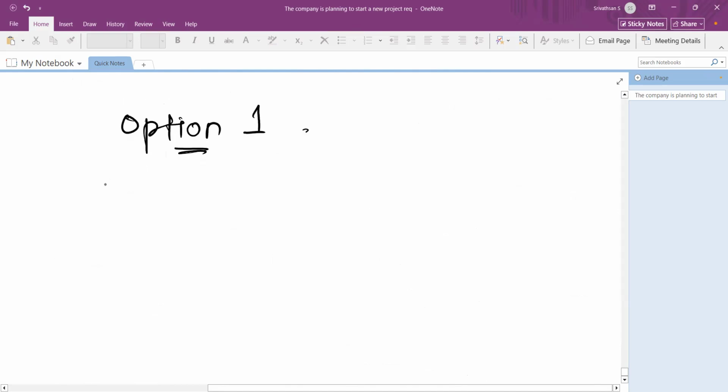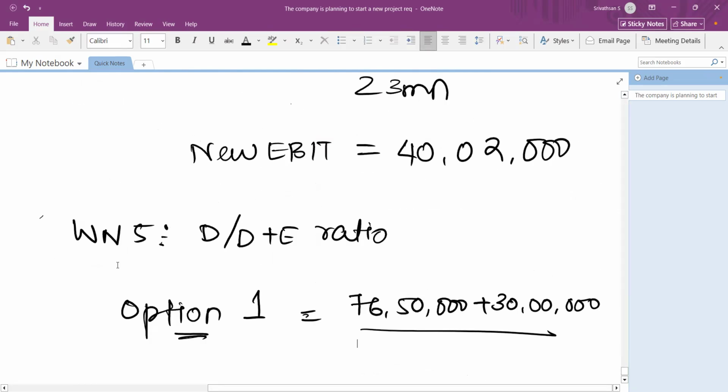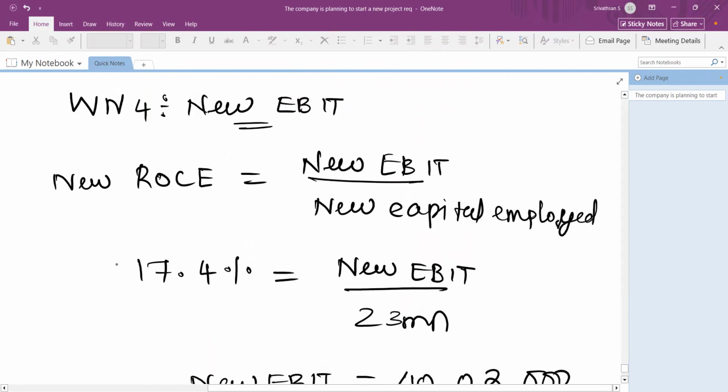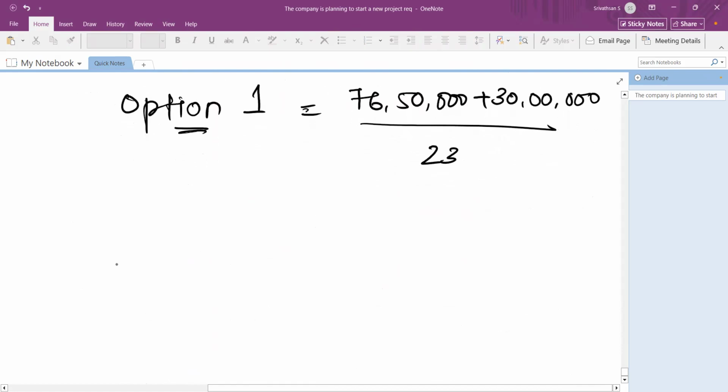Under option 1, the amount of debt will be 76 lakh 50,000, plus we are going to raise capital of another 3 million or 30 lakhs, right? This is the total amount of debt divided by debt plus equity. Since the denominator is debt plus equity, this is nothing but the total amount of capital employed. So what is the new total capital employed? It is 23 million, or 2 crores 30 lakhs.